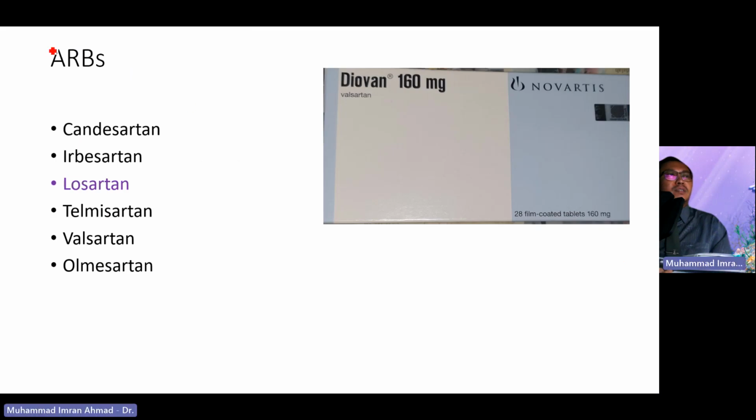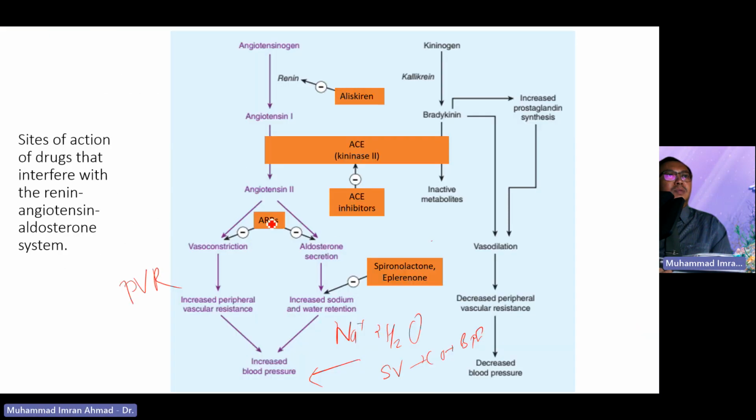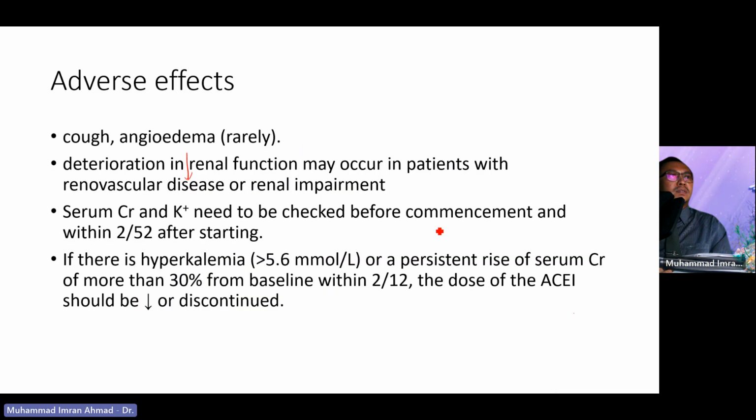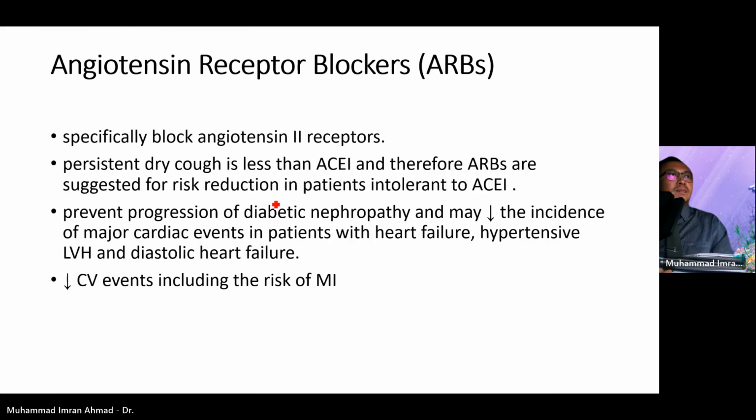And then we have angiotensin receptor blockers, like candesartan, irbesartan, losartan, telmisartan, valsartan, olmesartan. So these are angiotensin receptor blockers. They act here, preventing vasoconstriction and preventing aldosterone secretion. So these specifically block angiotensin 2 receptors.